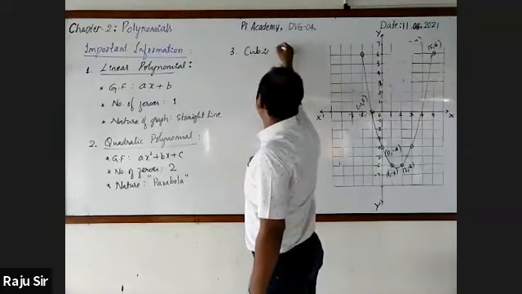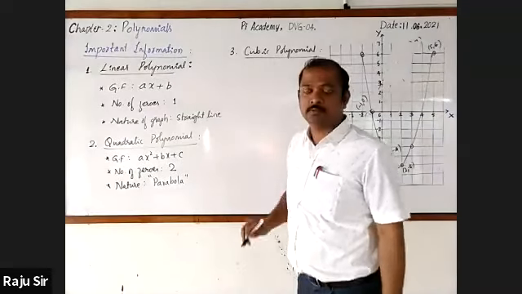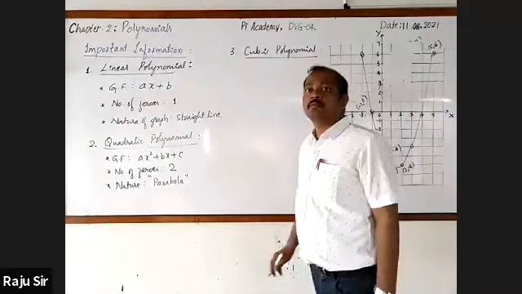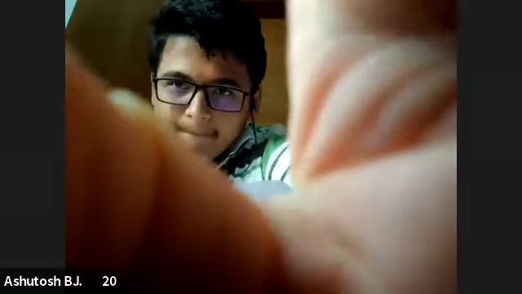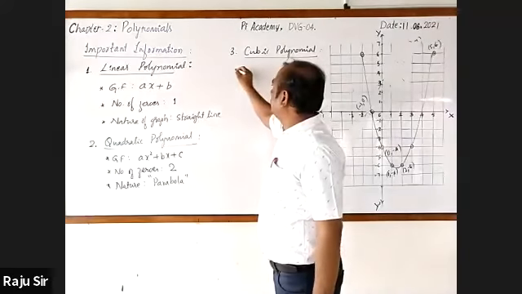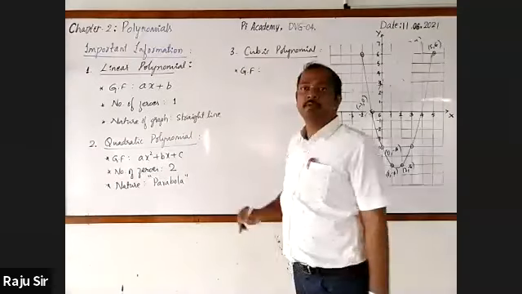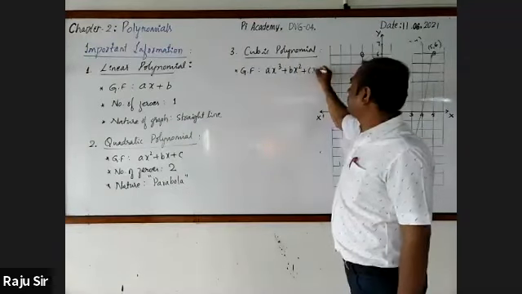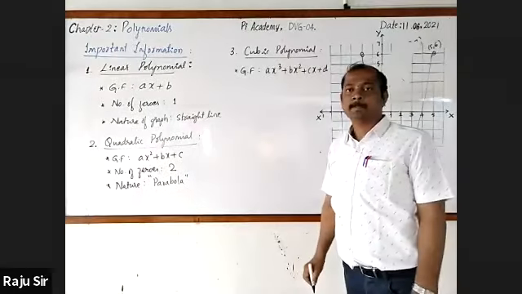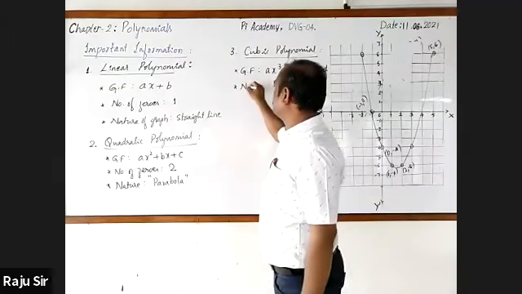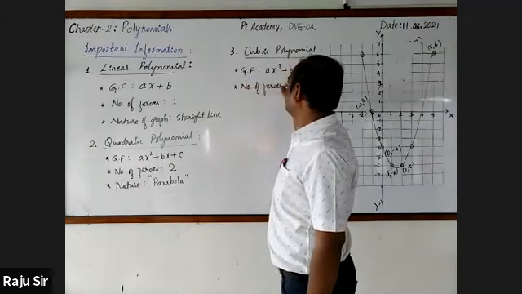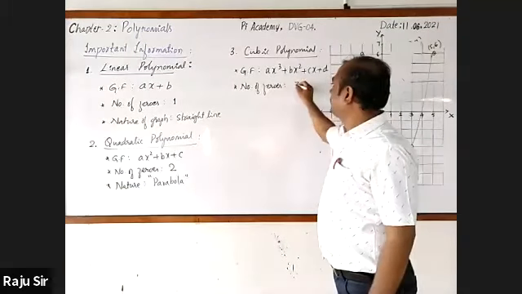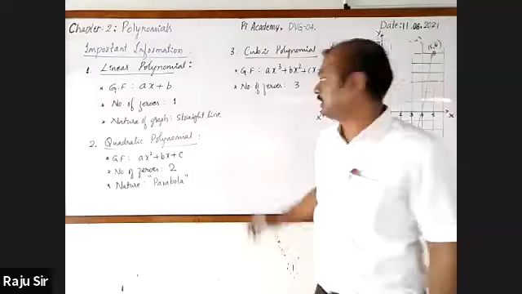Next, third, cubic polynomial. It should be written in your notebook. We have done only two graphs, sir. Yes. Third one, you should try now. Cubic polynomial, its general form is ax cube plus bx square plus cx plus d. And the number of zeros, it will be 3, because its degree is 3.